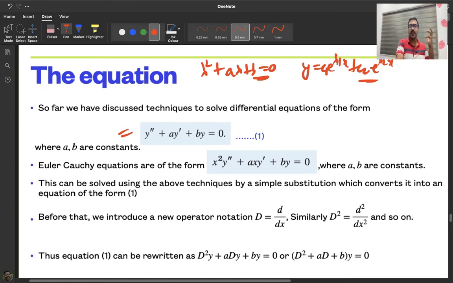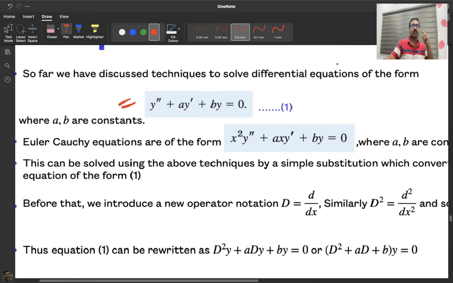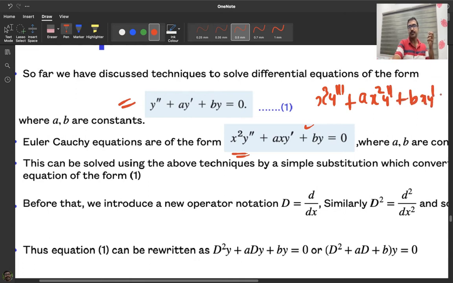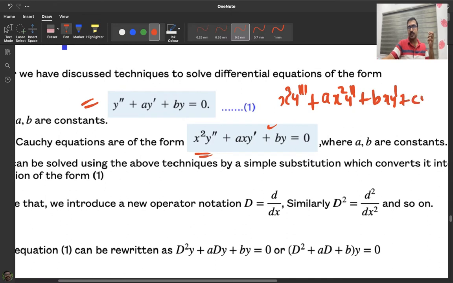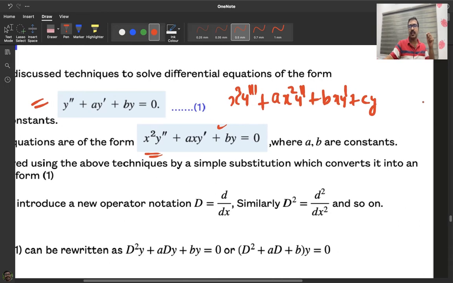Now, Euler-Cauchy equations are equations of this form: x square y double dash plus a x y dash plus b y. That means for every derivative of y there is a factor of x included. This is a second order Euler-Cauchy equation. If it is a third order, it will be like x cube y triple dash plus some constant into x square y double dash, plus some constant into x y dash, plus some constant into y. For every derivative of y there is a factor of x, and we associate x only with the derivatives of y.